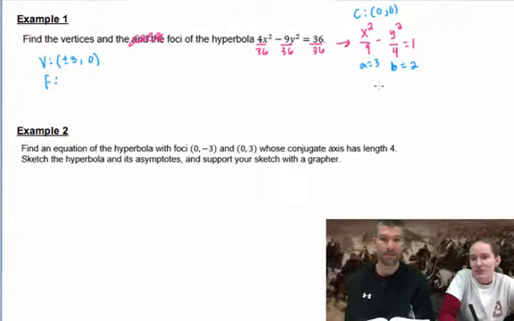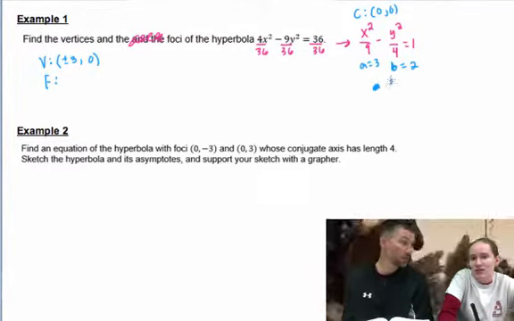Okay, our foci, we need to figure out what c is. So a squared plus b squared.